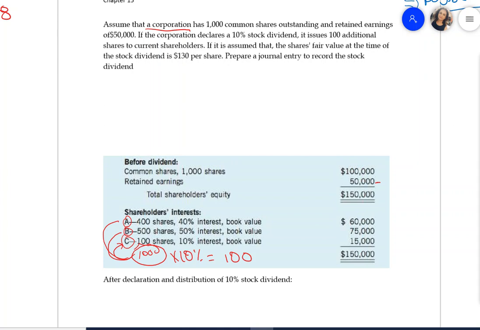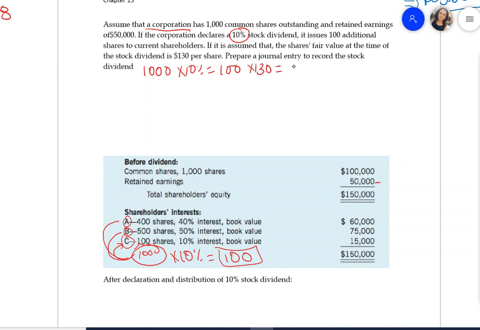So they're giving 10%, so they're going to give 100 more shares to everybody, A, B, and C. Assume the share's fair value at the time of the stock dividend is $130 per share. Prepare the journal entry to record the stock dividend. Before we show how our shareholders' equity will look after we pay the dividends, we have to do a journal entry first. We know they have 1,000 shares, class A, B, and C, and then we gave them 10%. So altogether, we issue 100 new shares. Each share is $130.